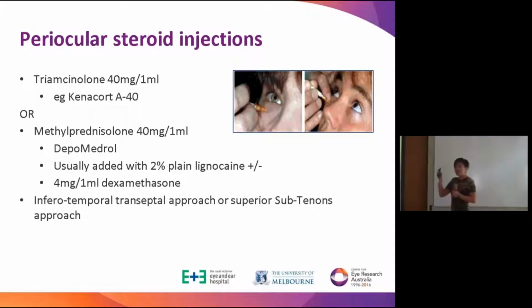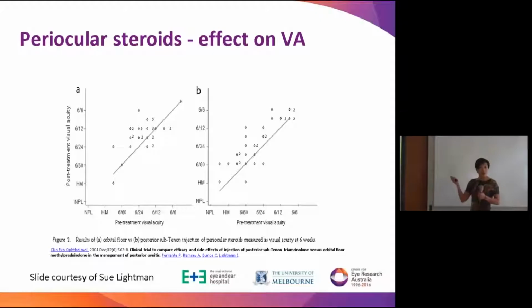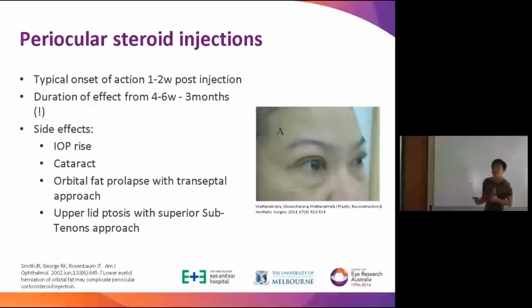Now, this stuff does work. So periocular injections do work. This is Sue Lightman's data, which actually shows that the visual acuity does respond to this treatment. However, it does have side effects, okay? And I think we're very, very familiar with these: intraocular pressure rises, cataract, and as you can see in this picture, the orbital fat prolapse. Now, the problem with the superior subtenons is that you may avoid the orbital fat prolapse from the injection, but they can get a secondary ptosis.